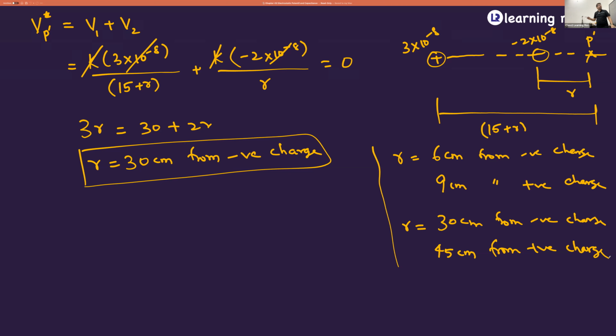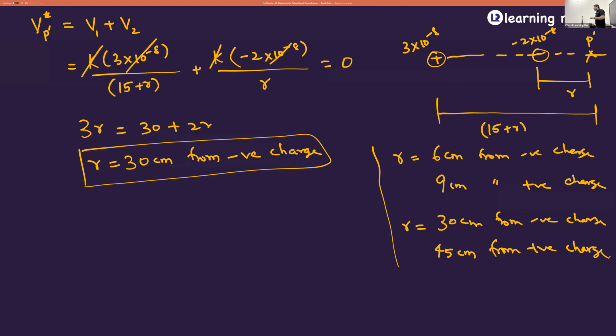Listen to this carefully. Had the question been, instead of this being minus 2, had this been negative and this been positive, still the points that you have considered, you would have got the same answers only. Why? That is how this potential at a point being 0 works. So where will it be? It will be either in between the charges or on the side of the charge which has the least magnitude. That is one thing.